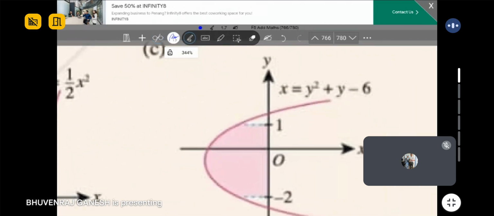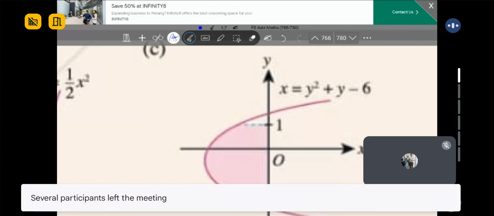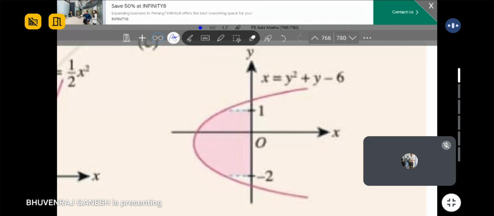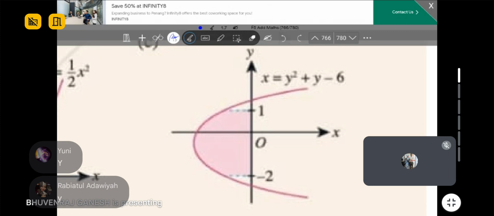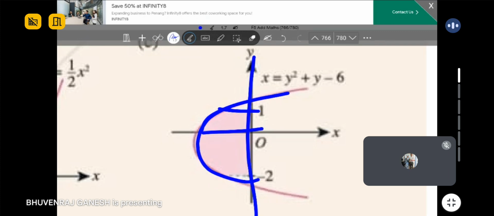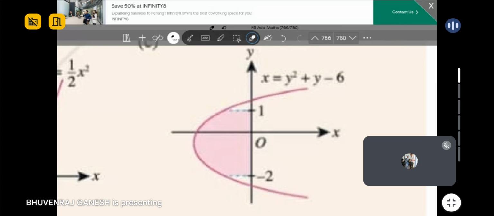So can you all tell me, sekarang kita kamirkan terhadap paksi X atau paksi Y? We integrate towards X-axis or Y-axis? Okay, very good. Because you see your shaded region, it touches the Y. Dia sentuh paksi Y. Okay, so kamirkan terhadap paksi Y. Okay, so now kita kena tahu mana positif, mana negatif.